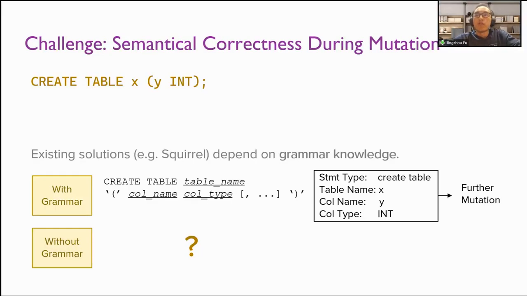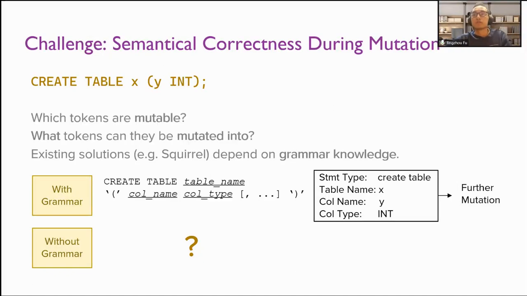Existing solutions for syntactical correctness and semantical correctness of SQL all need the grammar knowledge, such as Squirrel, which converts SQL statements to mutable IR according to the SQL grammar of the target DBMS. In fact, Squirrel also needs thousands of lines of code for each DBMS. So, without grammar knowledge, how can we generate semantically correct SQL statements?